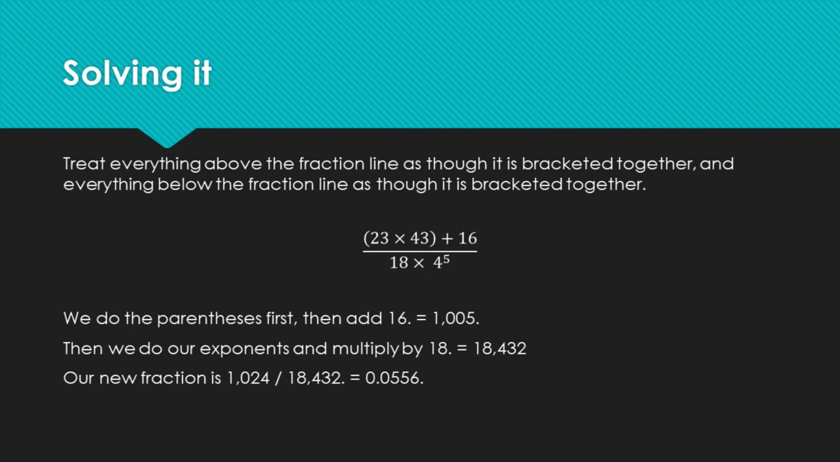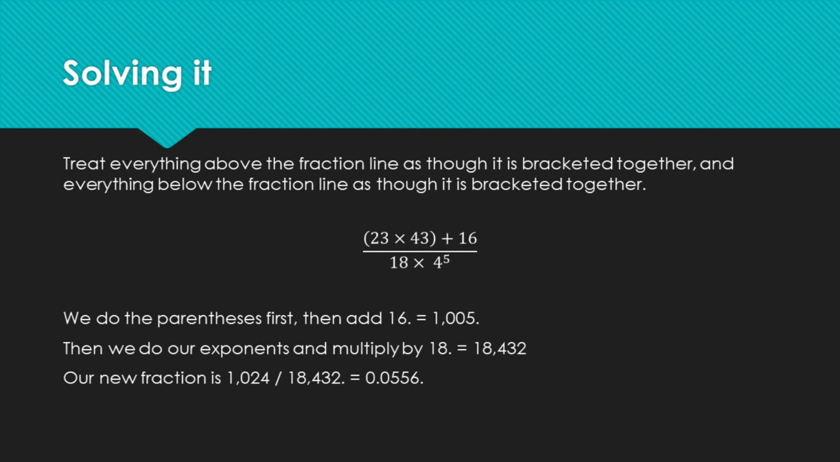Now solve this using the order of operations. According to our order of operations, we need to do what's inside the parentheses first. On the top line, inside the parentheses, we will multiply 23 and 43. That gives us 989, to which we add 16. That makes the numerator of the fraction 1005.